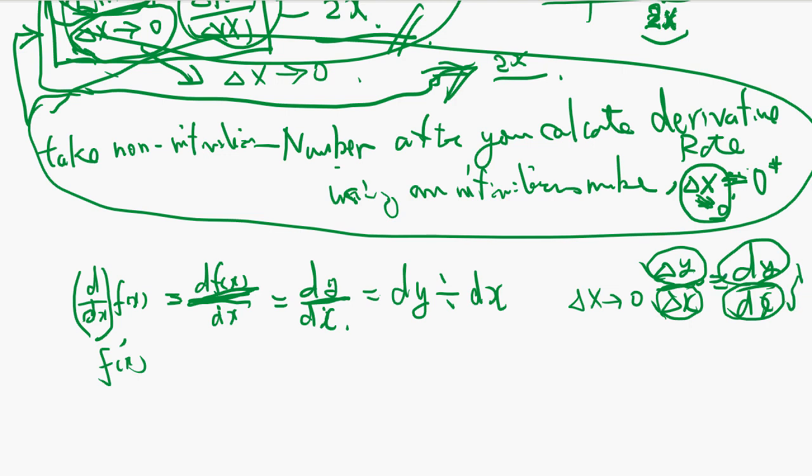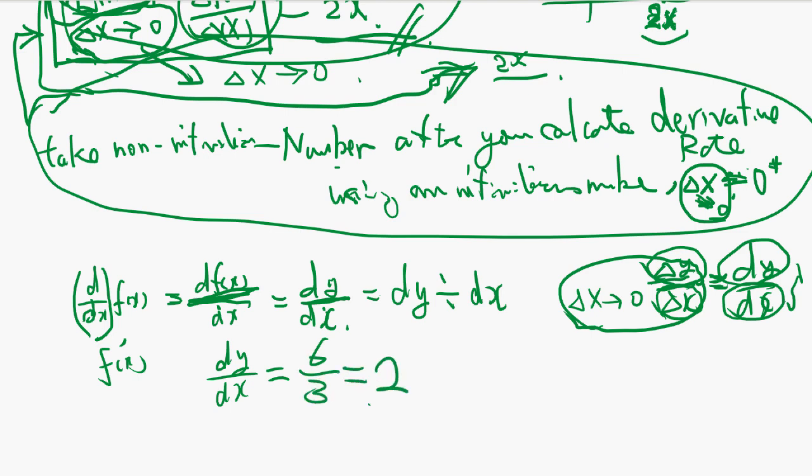But you said equal. Yes, the ratio is equal. That's a tricky part. They don't tell you. Okay? Yes, delta x, delta y become infinitesimally small, but delta y over delta x can be 6 over 3, which is 2. Okay, so the slope is 2.